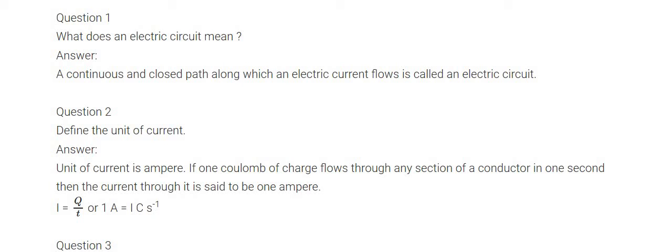If we use defined terminology, then we can say that if 1 coulomb of charge flows through any section of the conductor in 1 second, then the current through it is said to be 1 ampere. I is equal to Q by T, or you can also write 1 ampere is equal to 1 coulomb per second.